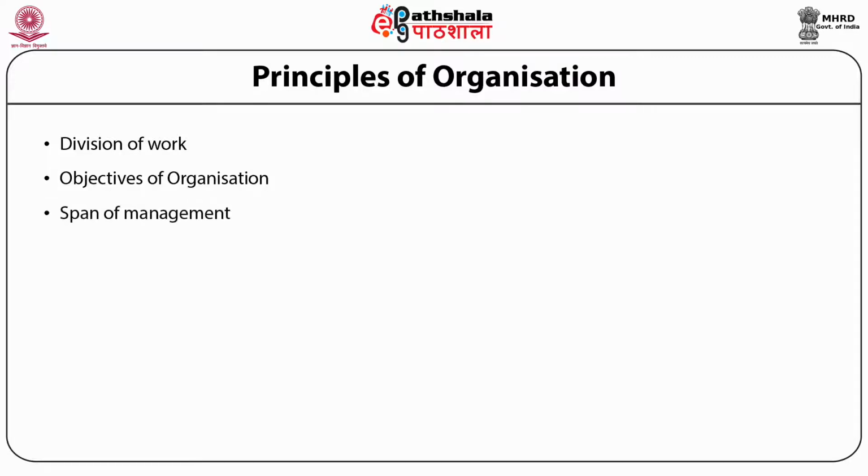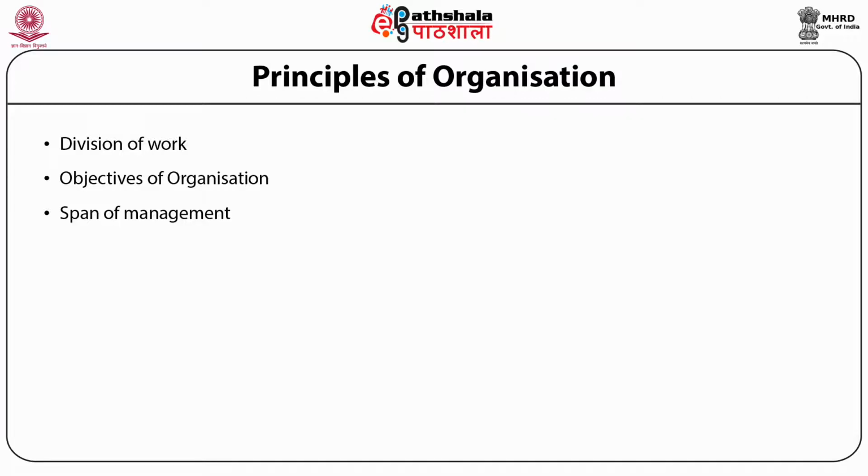Third is span of management. It is also known as span of control. It refers to the number of employees under the direct supervision of the superior. Organization structure also depends on this span of control. Span of control itself depends upon a number of factors. That is, it depends upon the ability of the superior and the nature of his work. Larger the span of control, more difficult it is to supervise and coordinate. It depends upon the ability of manager and the nature of his work.